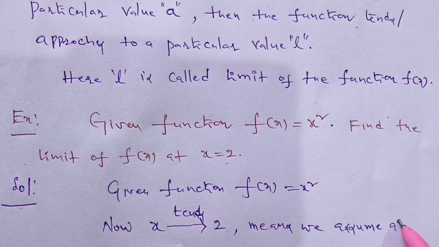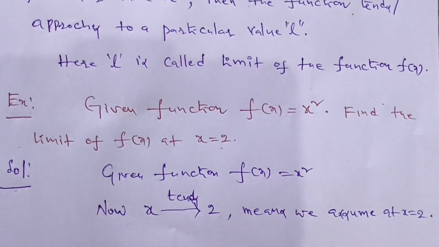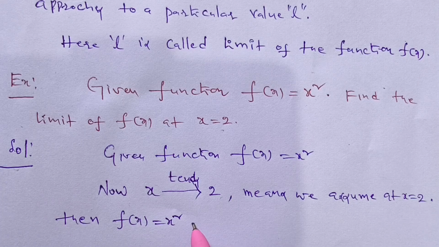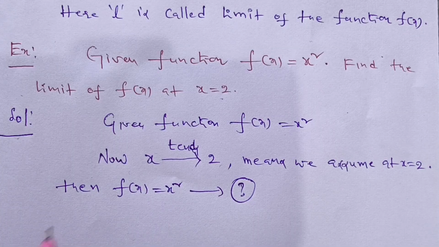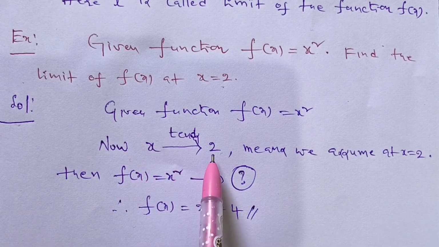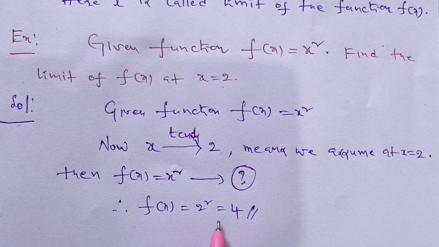Here x approaches 2 means we assume the x value is equal to 2. Then the function value f of x is equal to x square approaches which value? We need to find that here. So x approaches 2, f of x approaches what value? That is the value we need to find. Therefore f of x is equal to, if we put x is equal to 2 in this function, 2 square is equal to 4. So clearly, x approaches 2, and the f of x value approaches 4.